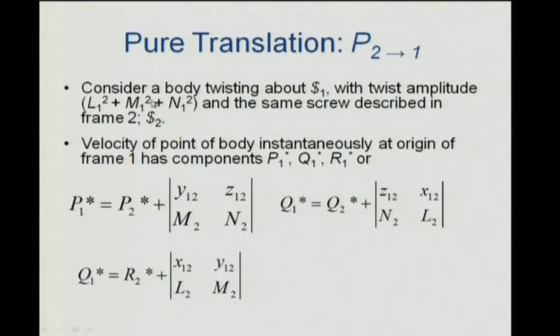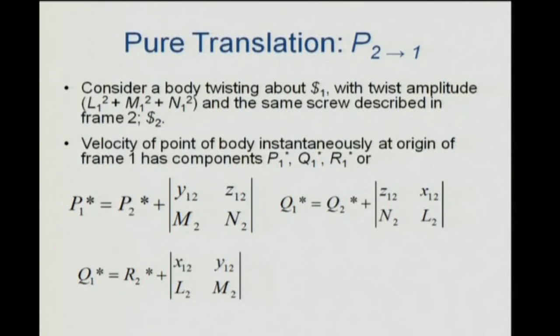Now, if you obtain it from $2, then you will get L2, M2, N2, right, and P2 star, Q2 star, R2 star. In that case, P2 star, Q2 star and R2 star will be defined as the velocity of a point about the origin of frame 2. Now, we know that since that point is located at x12, y12, z12, then by using this determinant, we can obtain the velocity of the point which is at the origin of frame 1. Okay. It's a little subtle. Go back, work it out. But you are familiar with this matrix.